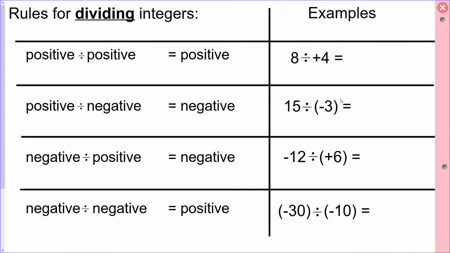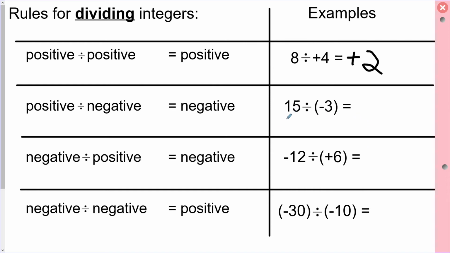Take a moment, please, pause the video and try these questions right here. And I will assume you all did that. Because I've got this laid out in a chart, it should be pretty easy to figure out what your sign should be on the answer. I'm helping you out while we practice a little bit. So we know that a positive divided by positive should be a positive. We'll put in our optional plus here, and then 8 divided by 4 gets you 2.